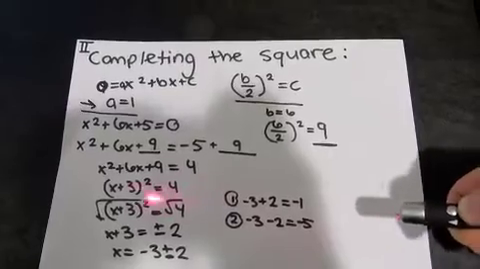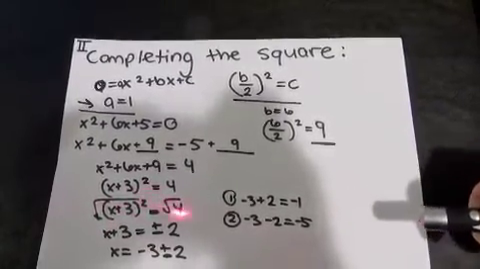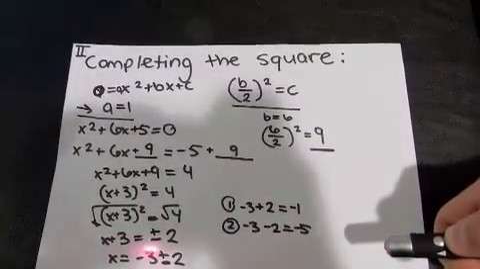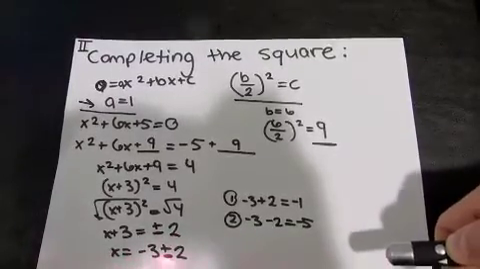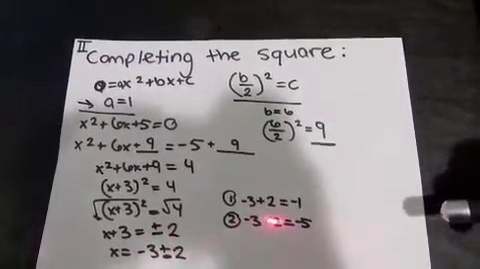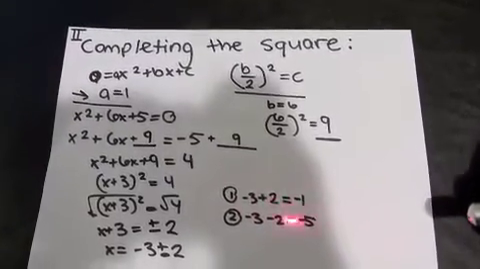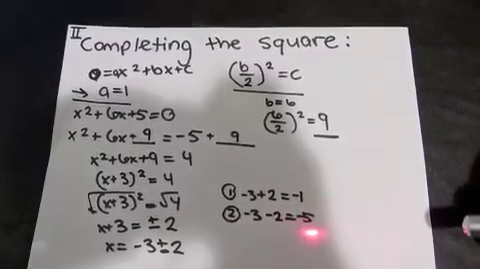And in order to get rid of this square, I square root that, and I also square root the other side of the equal sign, which is 4, and I end up having x plus 3 equals plus or minus 2. So x equals minus 3 plus or minus 2, and if you plug in plus for the plus or minus, then it equals 1, and if you plug in negative for the plus or minus, then the answer is minus 5.